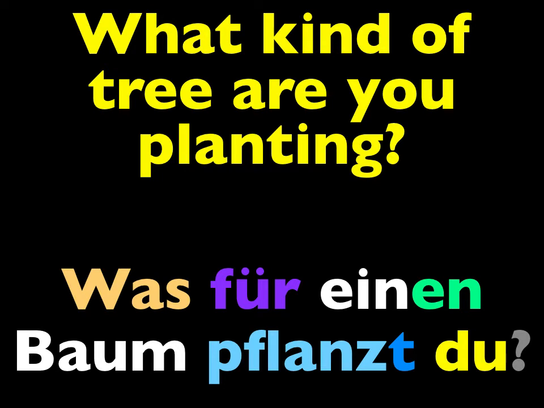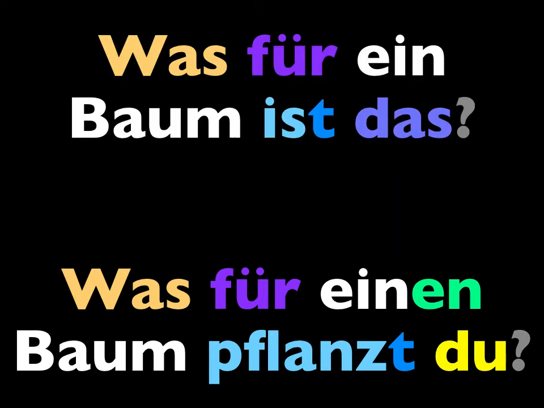Now, let's compare the two questions. Was für ein Baum ist das? What kind of tree is this? And was für einen Baum pflanzt du? What's the difference between the two? Well, in the first question, what kind of tree is this? The word Baum is not a direct object. But in the next one, was für einen Baum pflanzt du? Du is really the subject. I'm saying, what kind of a tree are you planting? So du, you, is the subject, even though it's the last word. Pflanzt is, of course, the verb, so we need einen Baum.